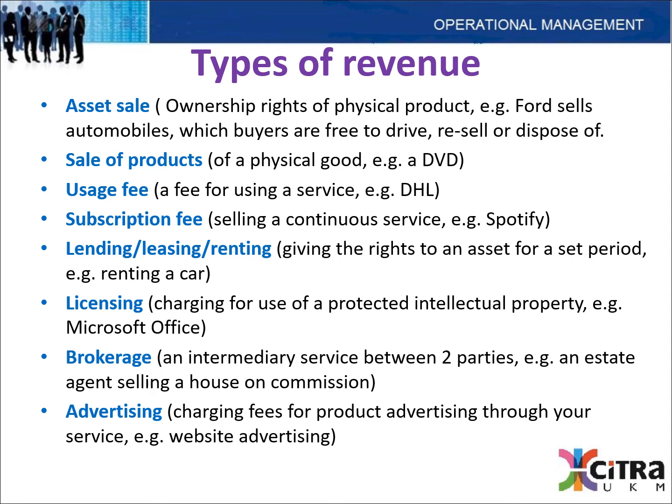And the other type is licensing, charging for use of protected intellectual property, for example, Microsoft Office. It also includes brokerage. Brokerage is an intermediary service between two parties, for example, an estate agent selling a house on commission. And the other one is advertising, like website advertising or an advertisement board. When you go on the motorway or highway, you can see the advertising boards. So those are the types of revenue that we currently have.